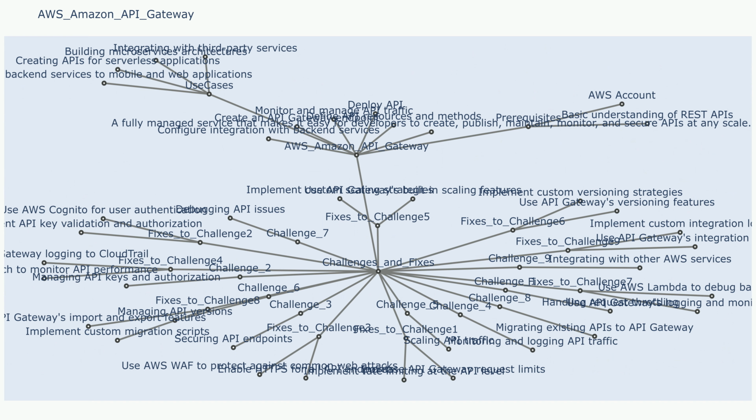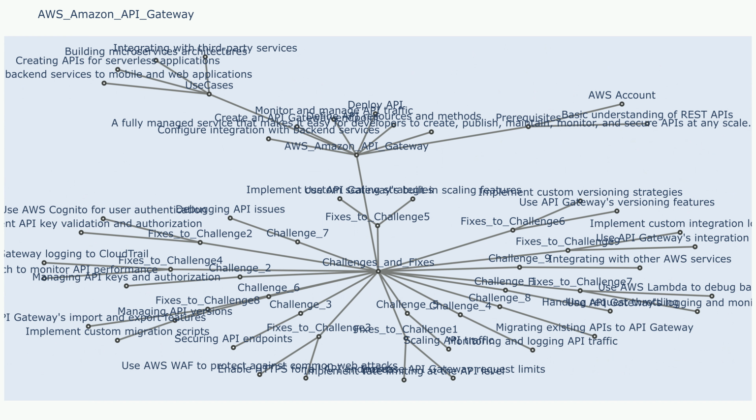Challenge 7. Debugging API issues. Fixes to challenge 7. Use API Gateway's logging and monitoring features. Use AWS Lambda to debug backend services. Use API Gateway's logging and monitoring features to identify and debug API issues. Use AWS Lambda to debug backend services and pinpoint the root cause of API errors.